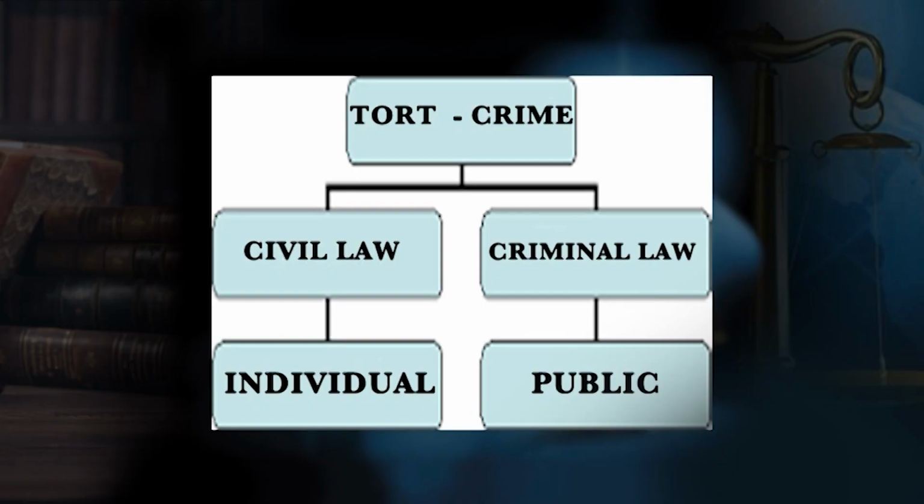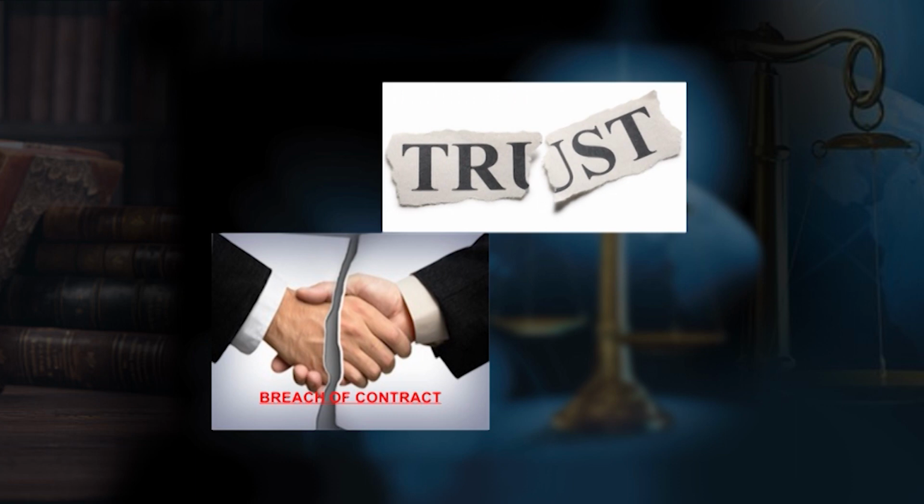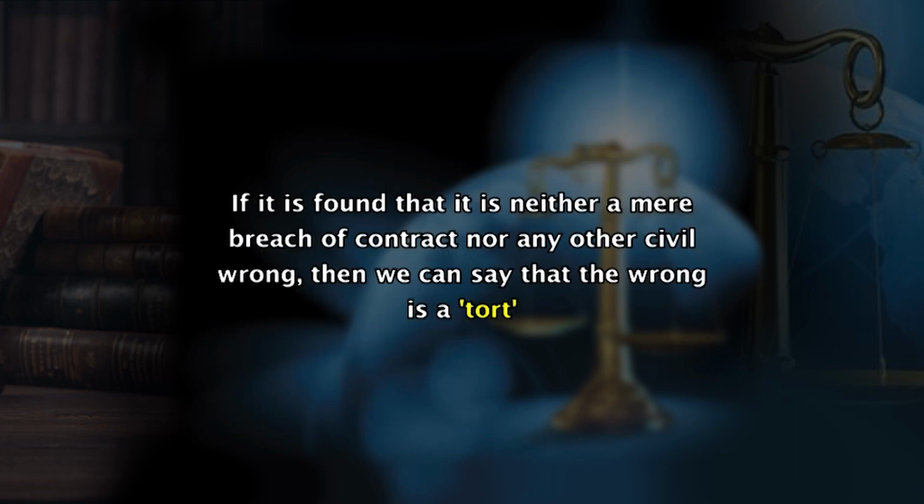It is only by the process of elimination that we may be able to know whether the wrong is a tort or not. First, we have to see whether the wrong is civil or criminal. If it is a civil wrong, it has to be further seen if it exclusively belongs to another recognized category of civil wrongs, like breach of contract or breach of trust. If it is found that it is neither a mere breach of contract nor any other civil wrong, then we can say that the wrong is a tort.